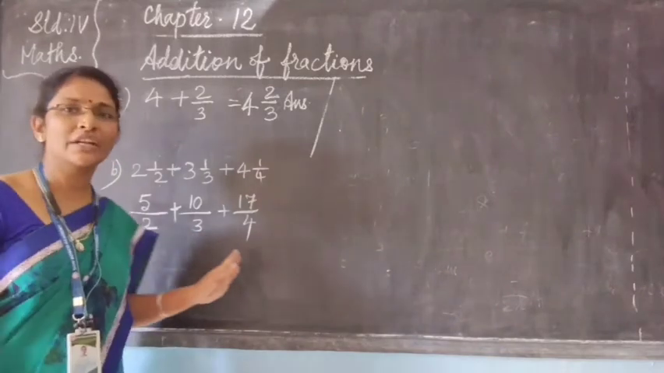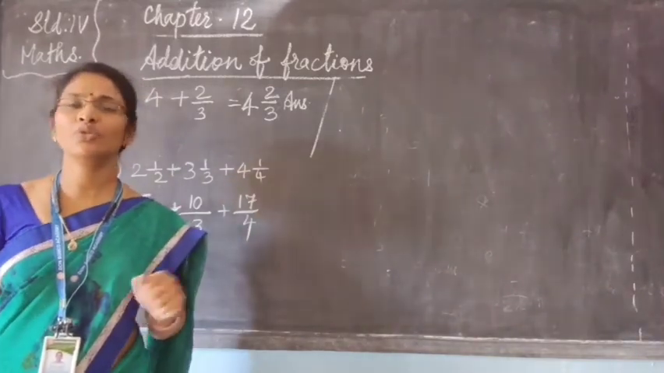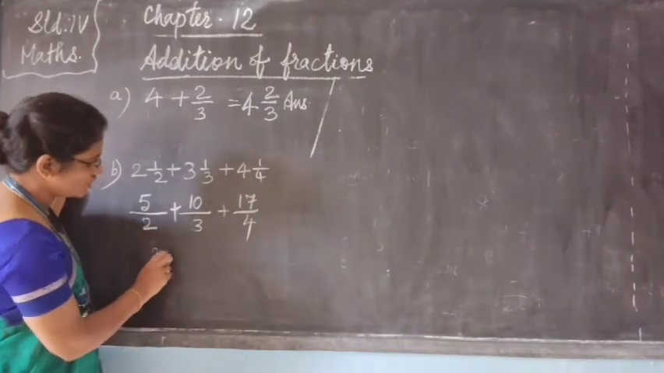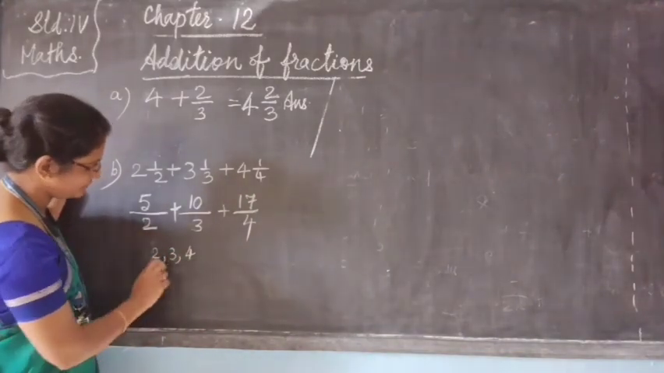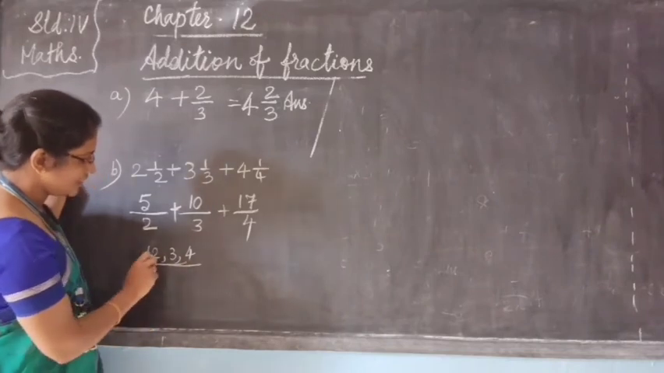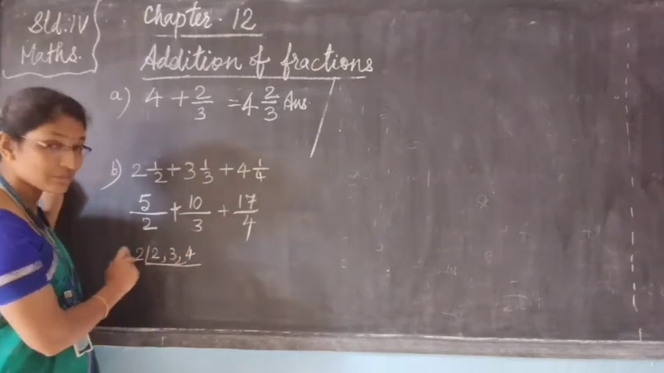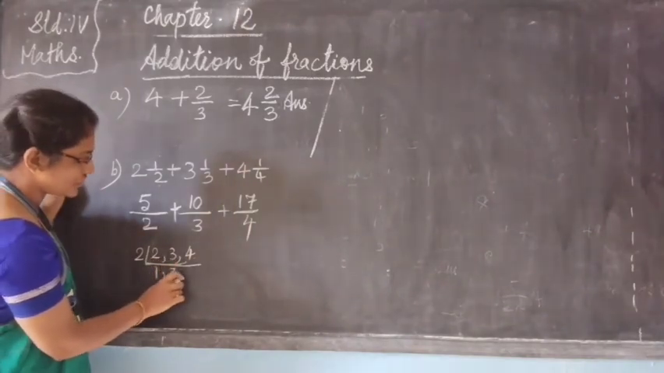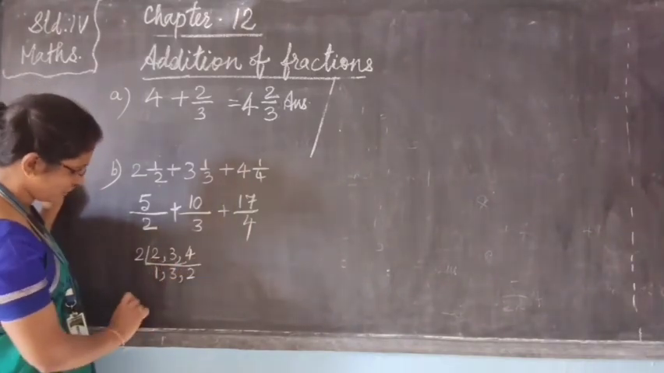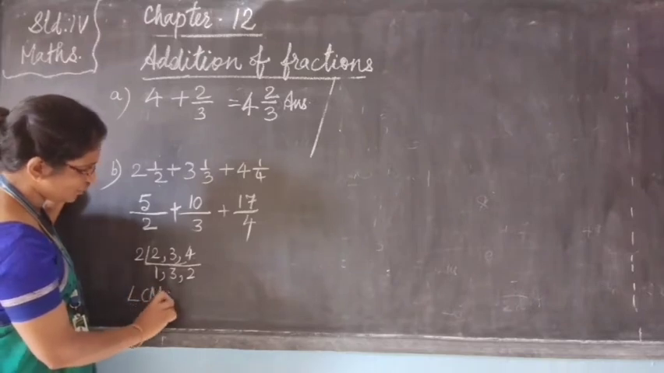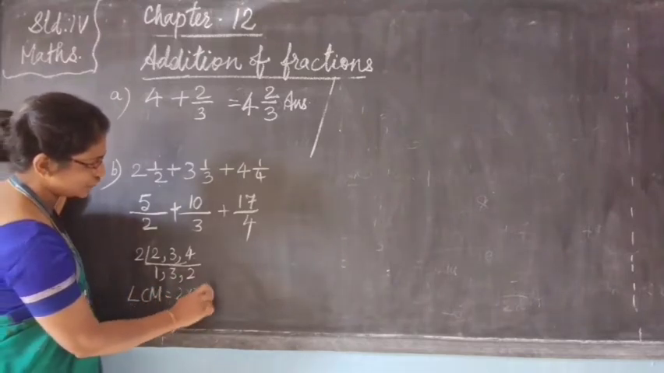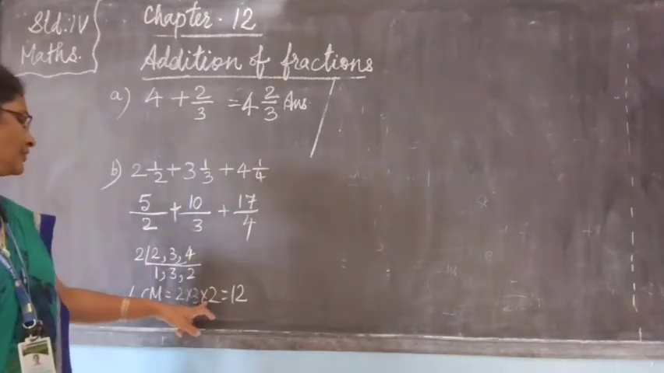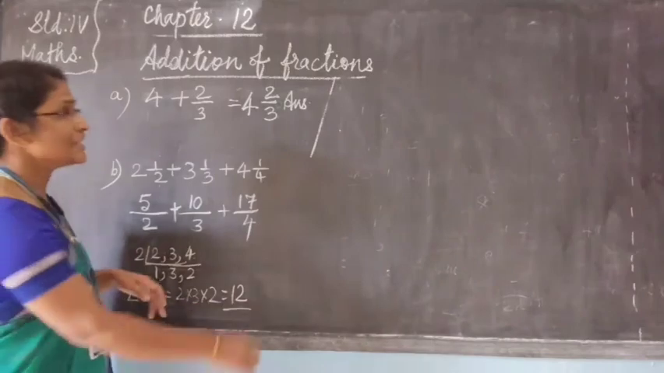All are having different denominators. Then what do we have to do? Find the LCM of the denominators: 2, 3, 4. 2 and 4 both are divisible by 2. 2 1s are 2, bring down 3. 2 2s are 4. LCM is equal to 2 into 3 into 2, that is 12. 12 will be the LCM.